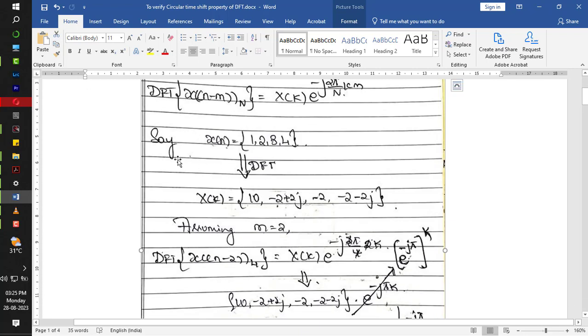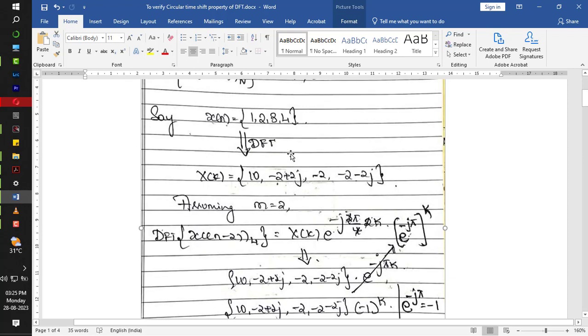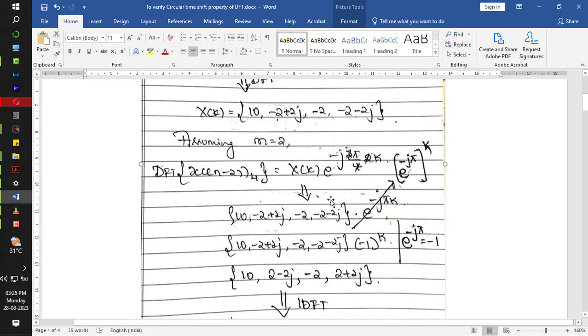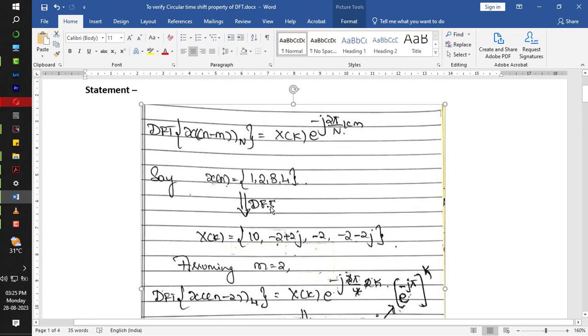Just to take an example, say x of n is 1, 2, 3, 4. If we take the DFT of this 4-point sequence, we get X of k as 10, minus 2 plus 2j, minus 2, and minus 2 minus 2j. For simplicity, we shall assume that m is equal to 2. That is, we are shifting the sequence x of n right 2 times, which is x of (n minus 2) mod N, mod 4 in our case.